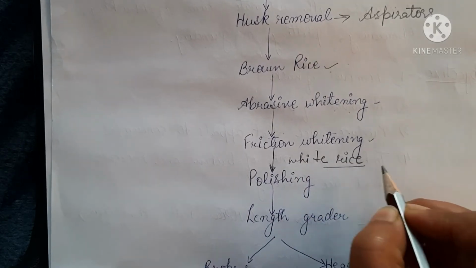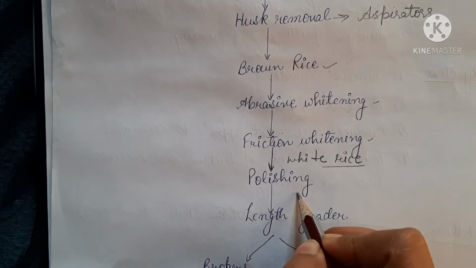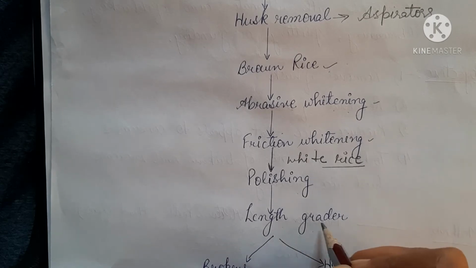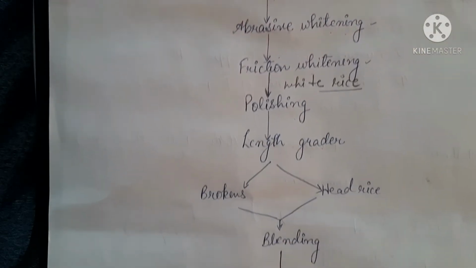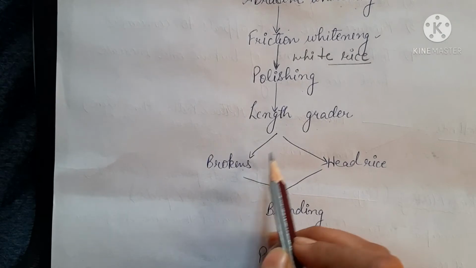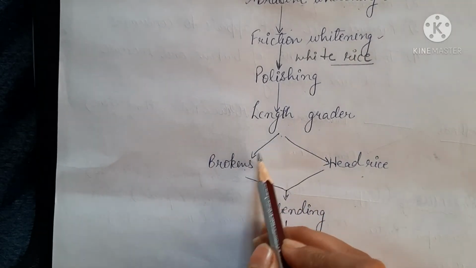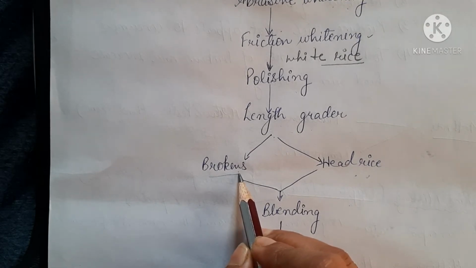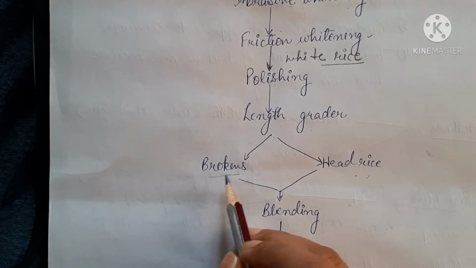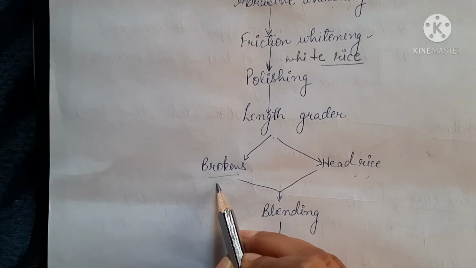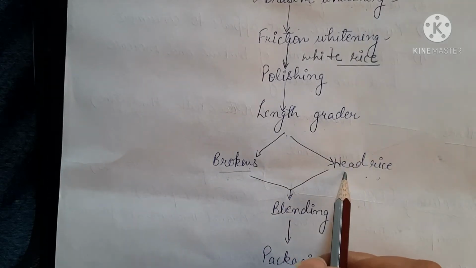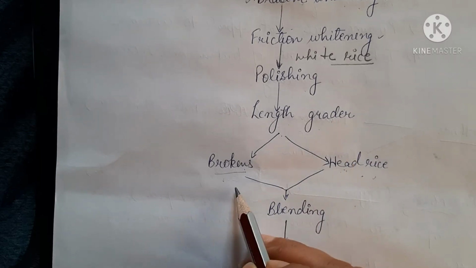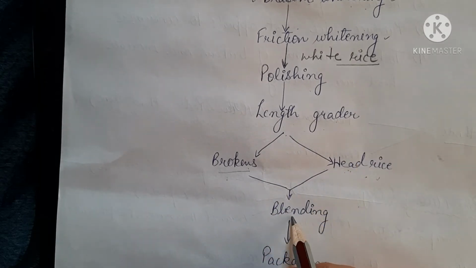We get white rice. Now the white rice is polished, then length graded, that is, graded according to their length. What we get in this is brokens and head rice, right? We can separate the brokens and head rice. The brokens can be used for making puddings, or as a raw material for making beer, and head rice will be in higher demand. Then we can also blend these both.